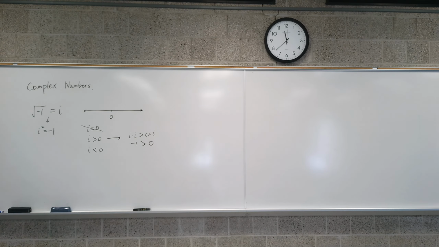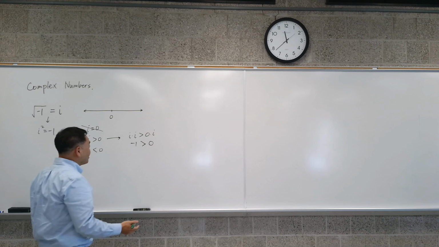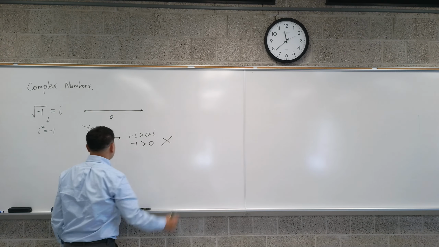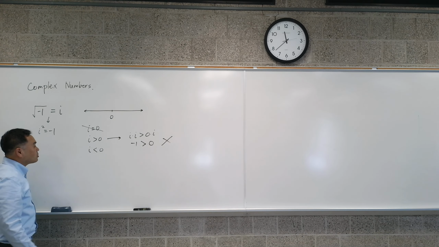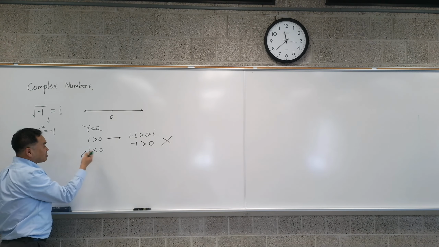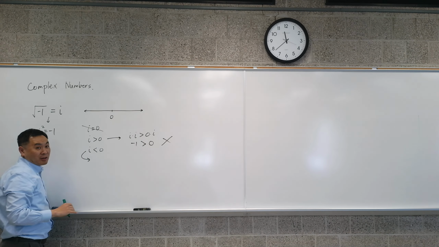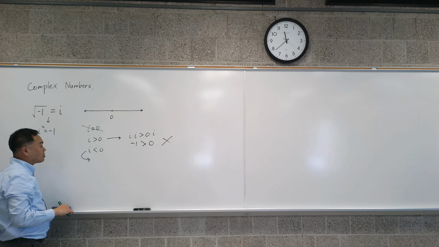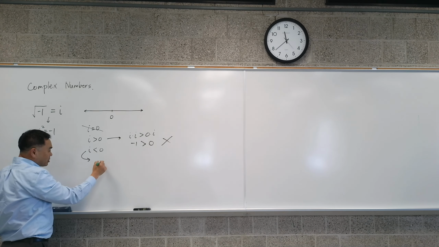Does that make sense? No, it doesn't, because -1 cannot be more than 0. We know that -1 is less than 0. So therefore, this can't happen. Okay, so now it remains that the last possibility, maybe i belongs to the left side of the 0 on the number line. Well, then we can do the same trick.